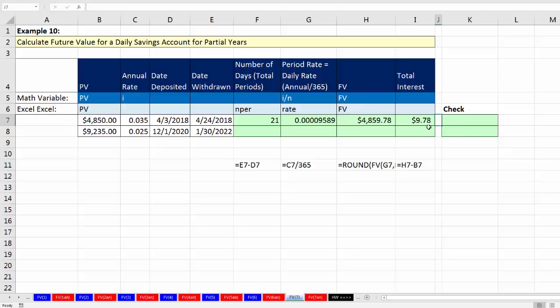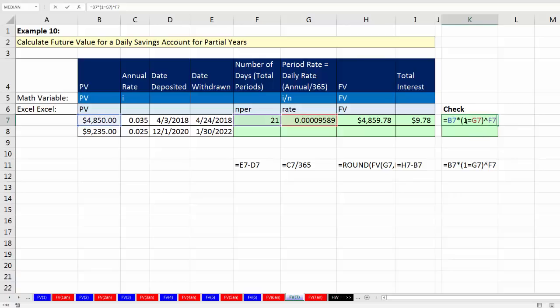Tab. $9.78. Still, I like that. That's almost 10 bucks of interest for 21 days. I'm going to check it. There's the present value times, in parentheses, 1 plus our period rate. Close parentheses, caret. 21 days. Control Enter. Oh, look at that.